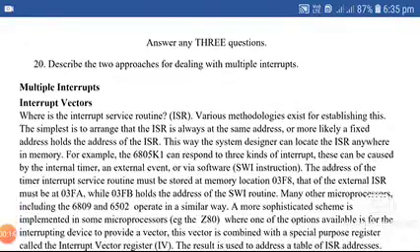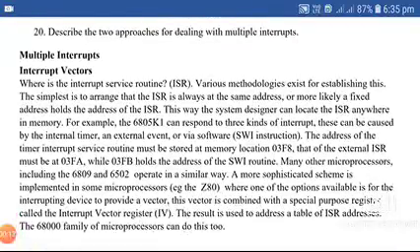Multiple interrupts consist of interrupt vectors. Where is the interrupt vector routine? So the ISR: various methodologies exist for establishing this. The simplest is to arrange that the ISR is always at the same address, or more likely a fixed address holds the address of the ISR. This way the system designer can locate the ISR anywhere in memory.